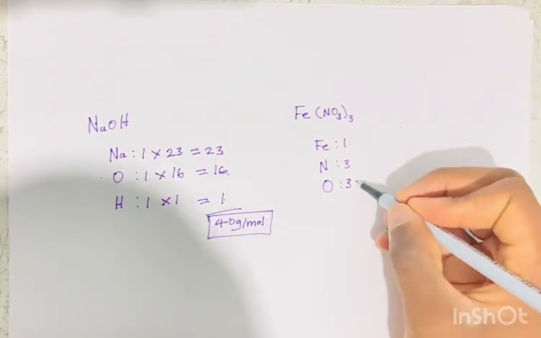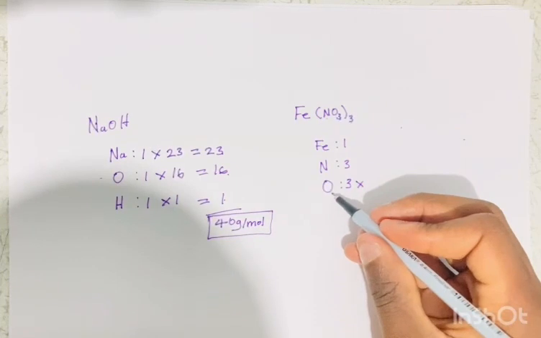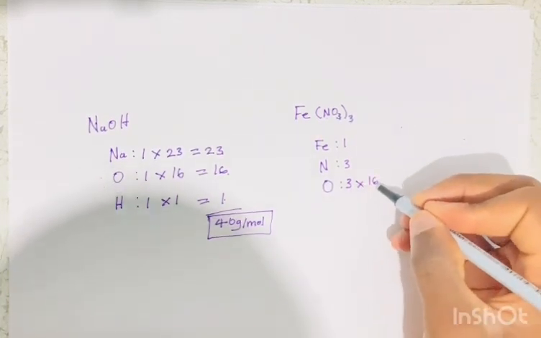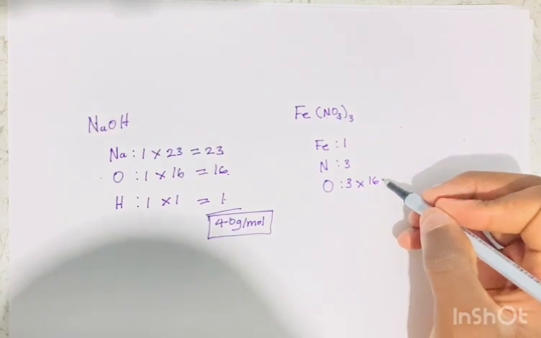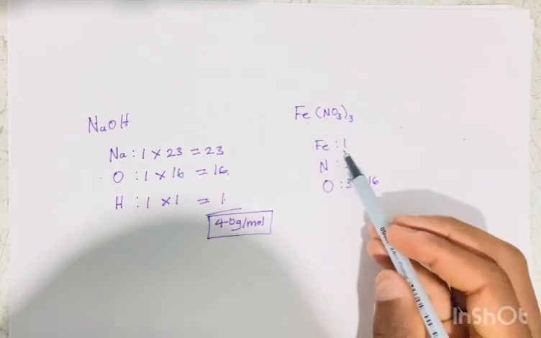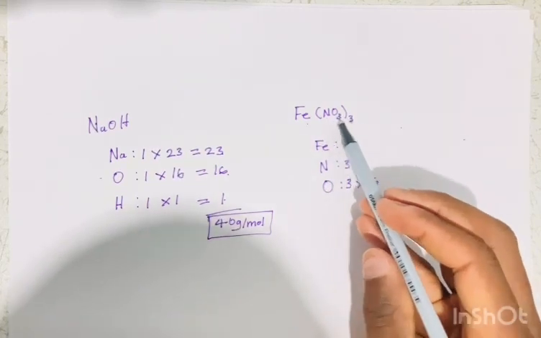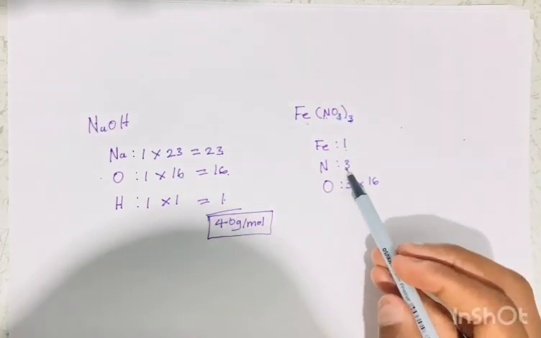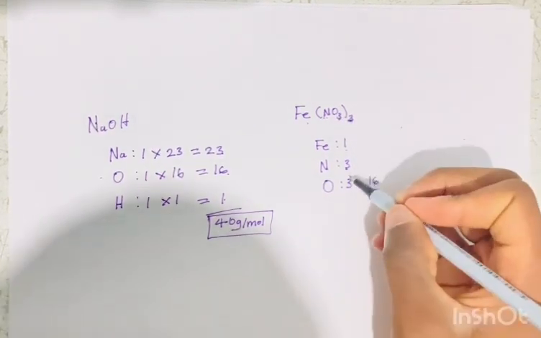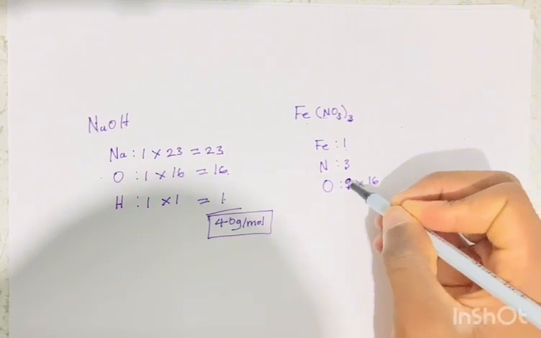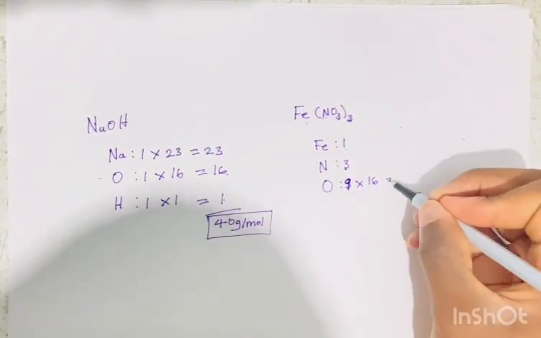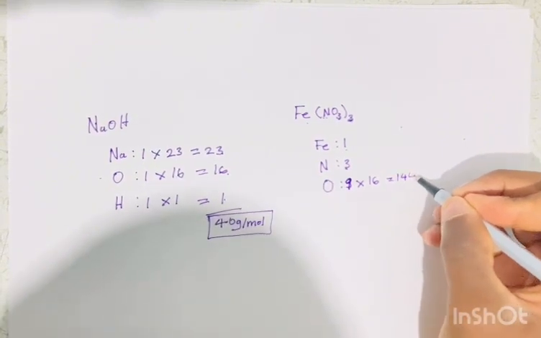So we also multiply this number by the atomic mass. I'm making a mistake here. Let me restate: Fe is 1 time, nitrogen, this 3 affects nitrogen, so we get 3. This 3 also affects oxygen, so 3 times 3 gives us 9. So we have 9 oxygen here. So 9 times 16 will be equal to 144.